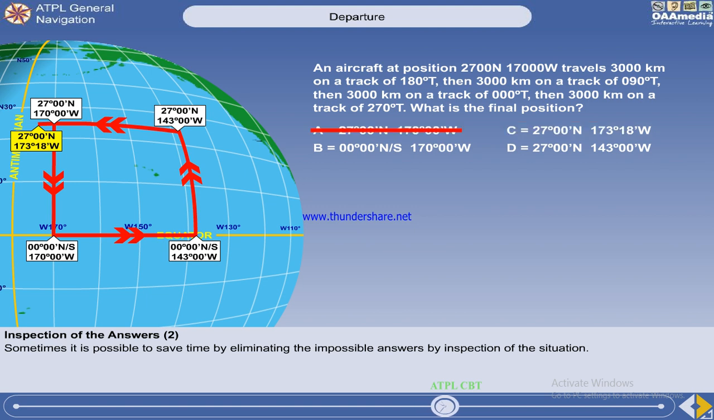A is the start position, eliminate it. B is on the equator. It's a start position, not west, eliminate it. That's a lot quicker than all that calculation. You need to be able to see the big picture. A diagram, even a rough one, nearly always helps.